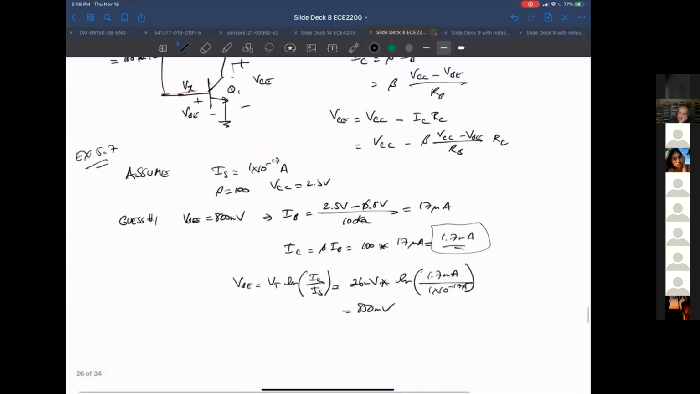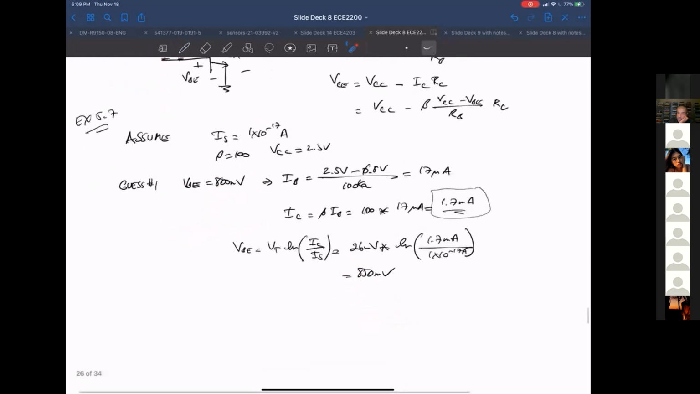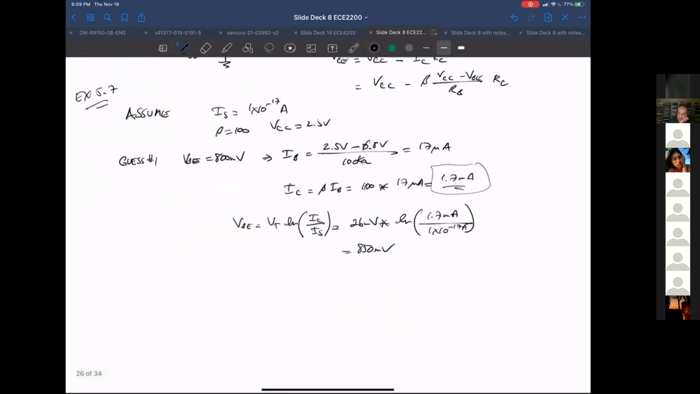Which is pretty far from our original guess. This first guess was pretty close, but it's not close enough that we can stop iterating. Because if you guys remember, a 60 millivolt change in delta VBE would give us a change in current of a factor of 10. So this 50 millivolts is a pretty big change. So we have to try a second iteration.